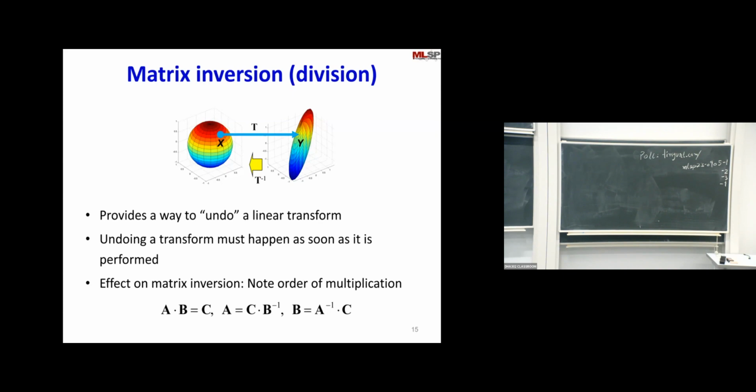So A times B inverse is what must happen. I cannot stick something in between. So it says that A equals C times B inverse. Right? Something that's right multiplied must be right multiplied by the inverse.